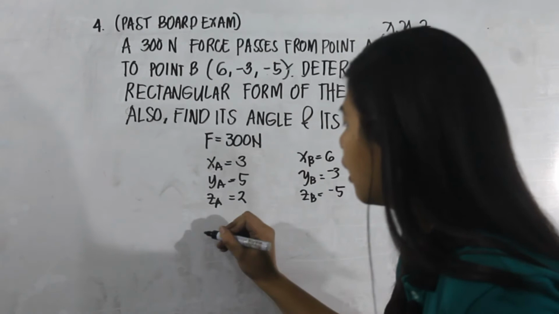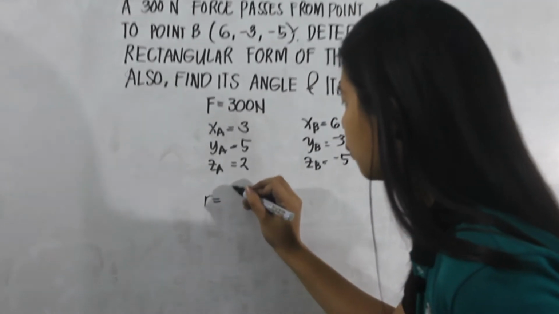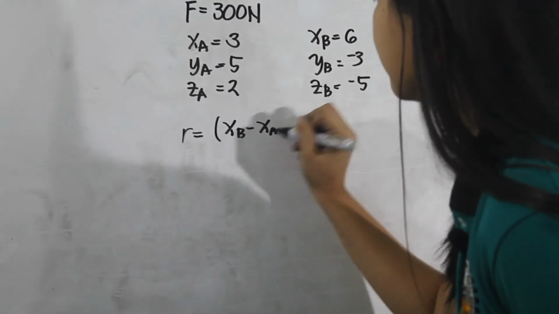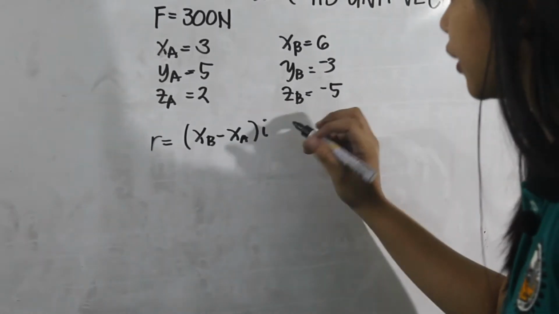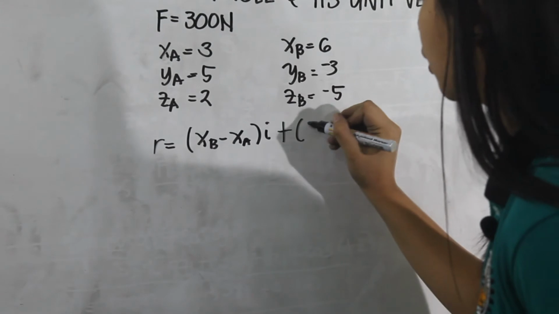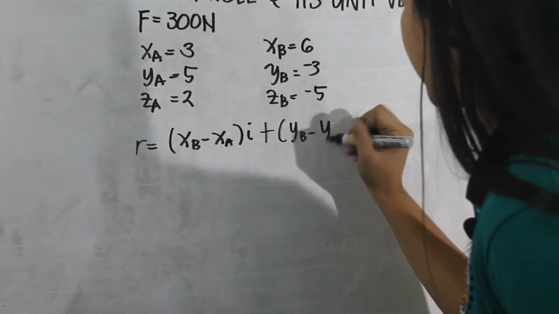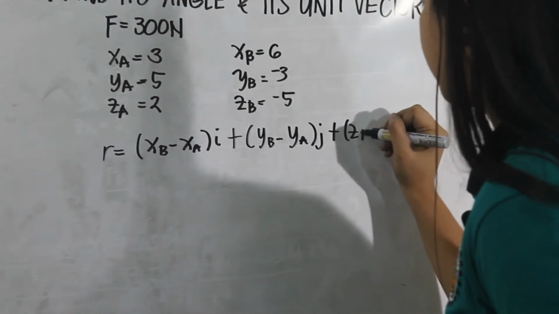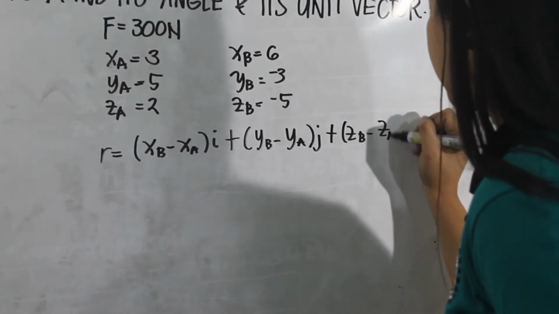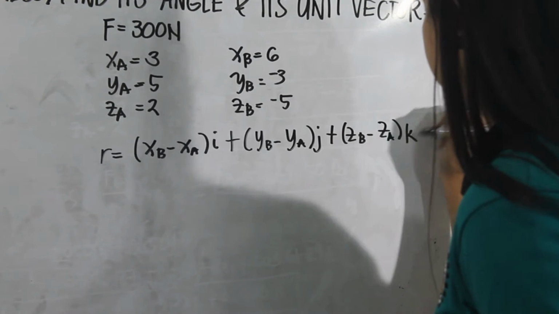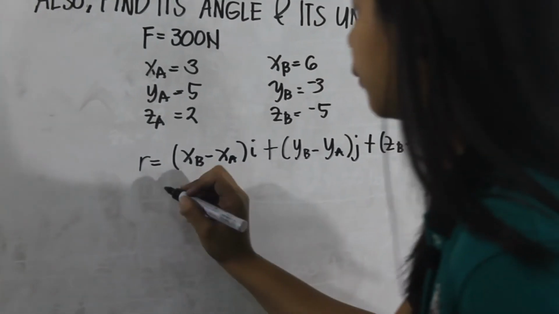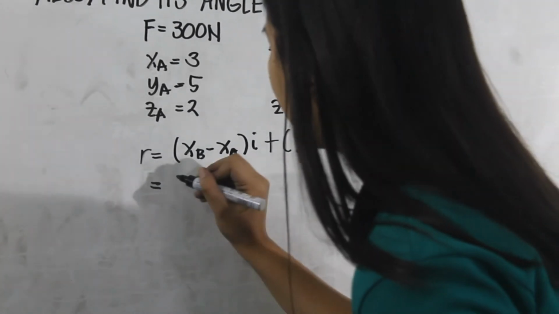The formula we'll be using is R is equal to XB minus XA, i for the direction, plus YB minus YA, j, plus ZB minus ZA, k. So, just simply substitute the following given.